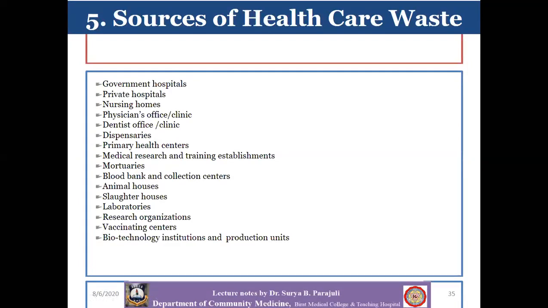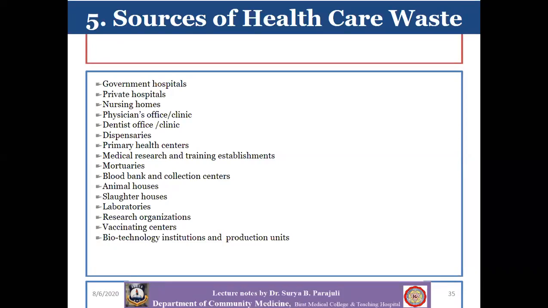So what are the sources of healthcare waste? Almost all institutions related to health: government hospitals, private hospitals, medical colleges, nursing homes, physician offices, OPDs, clinics, dispensaries, mortuaries, medical research labs, animal houses, blood banks, slaughterhouses, research organizations, vaccination centers, biotechnology institutions, or approximately almost all.